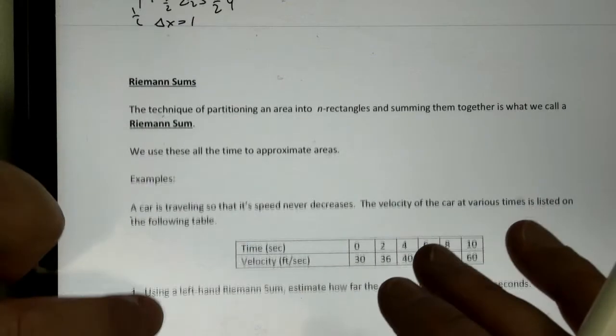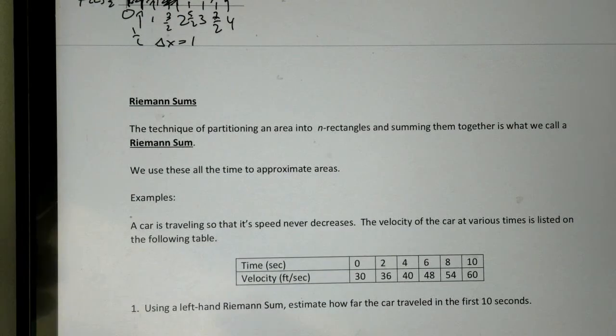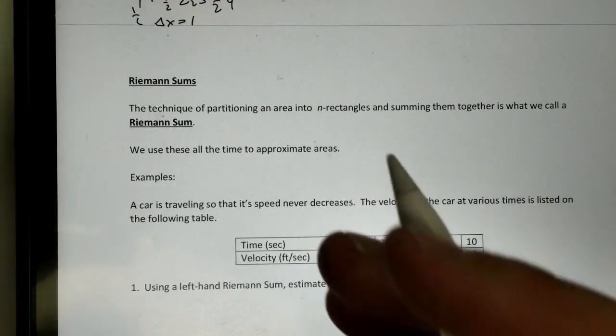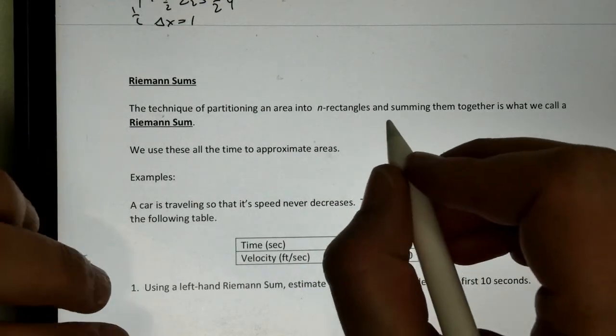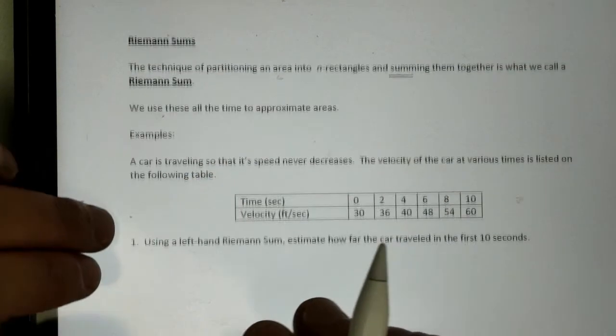So, the technique we use of adding a bunch of rectangles is what we call a Riemann sum. It's the technique of partitioning an area into n number of rectangles and then adding or summing them together. We use these all the time to approximate areas. For example, let's take a look here.